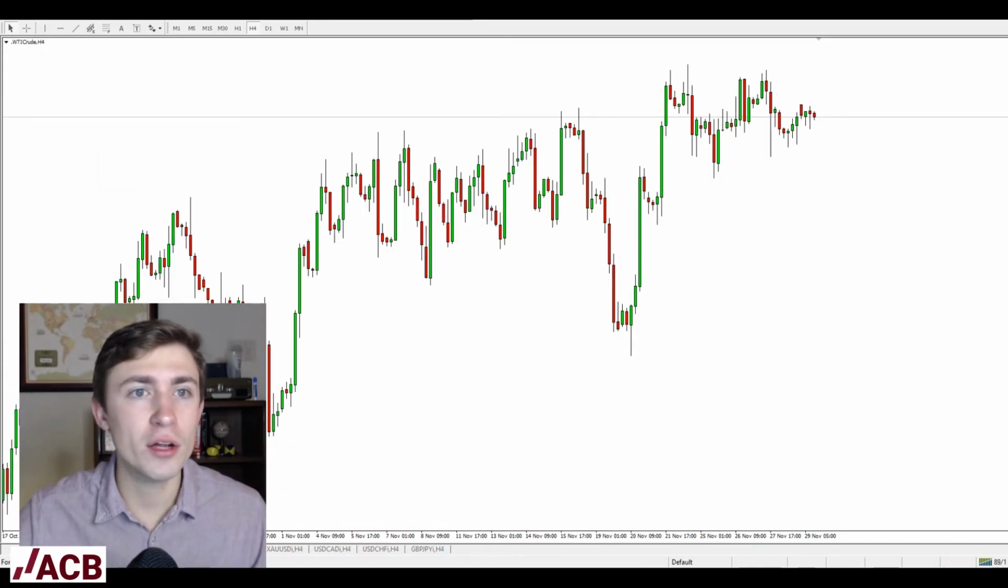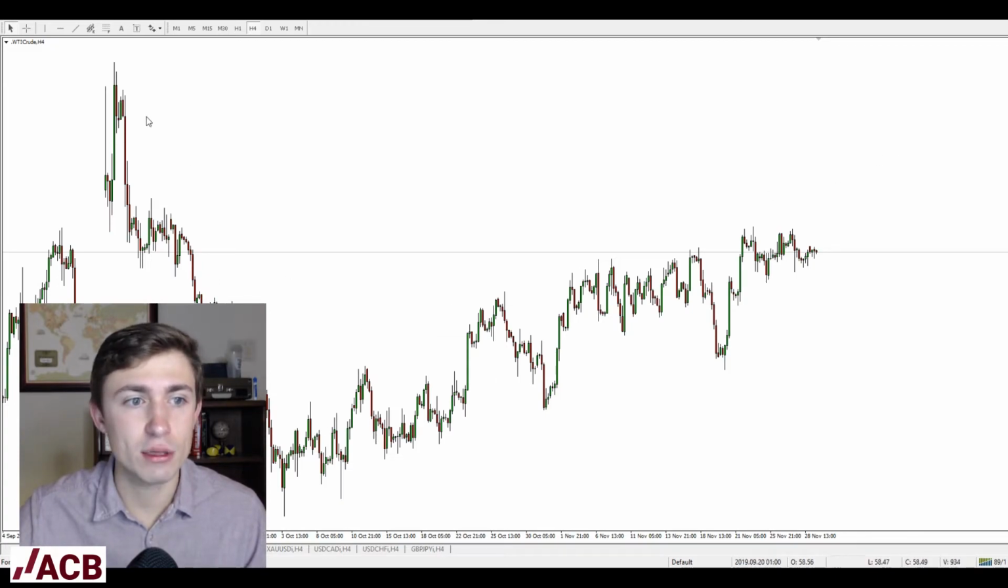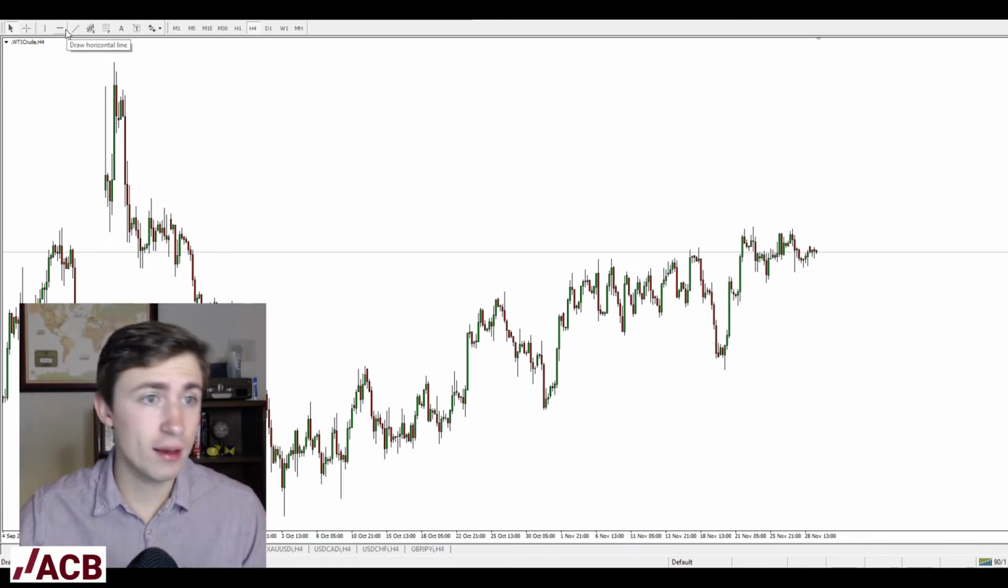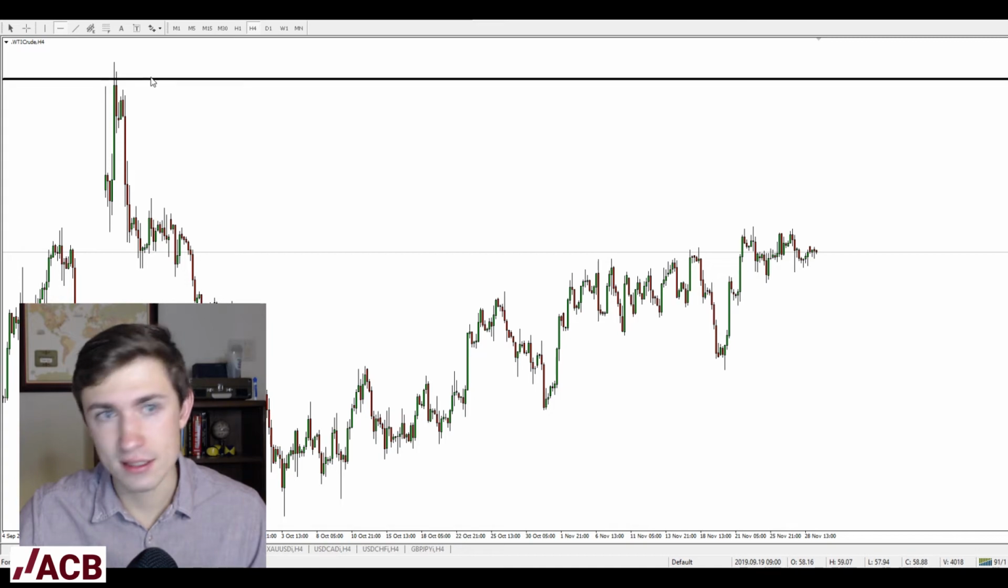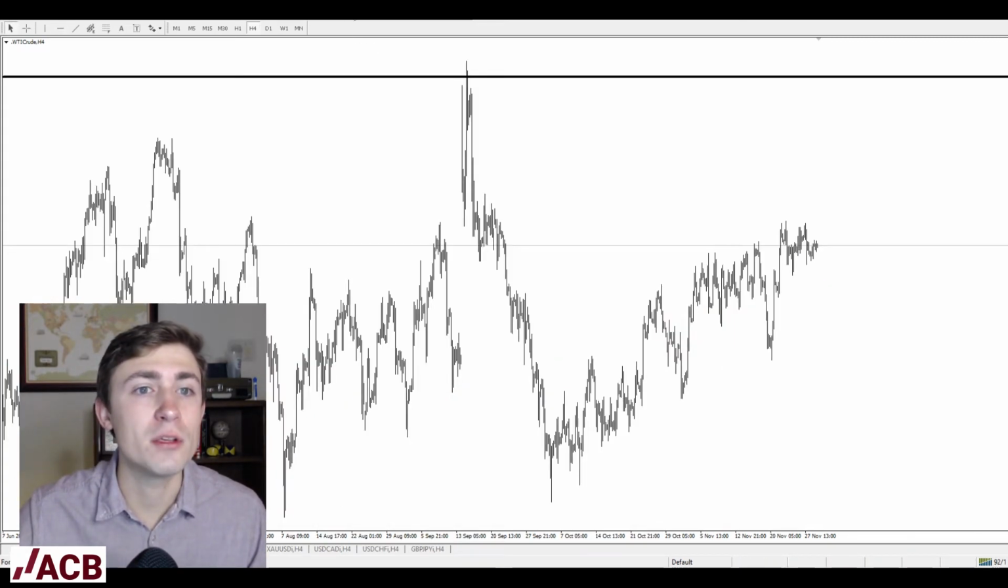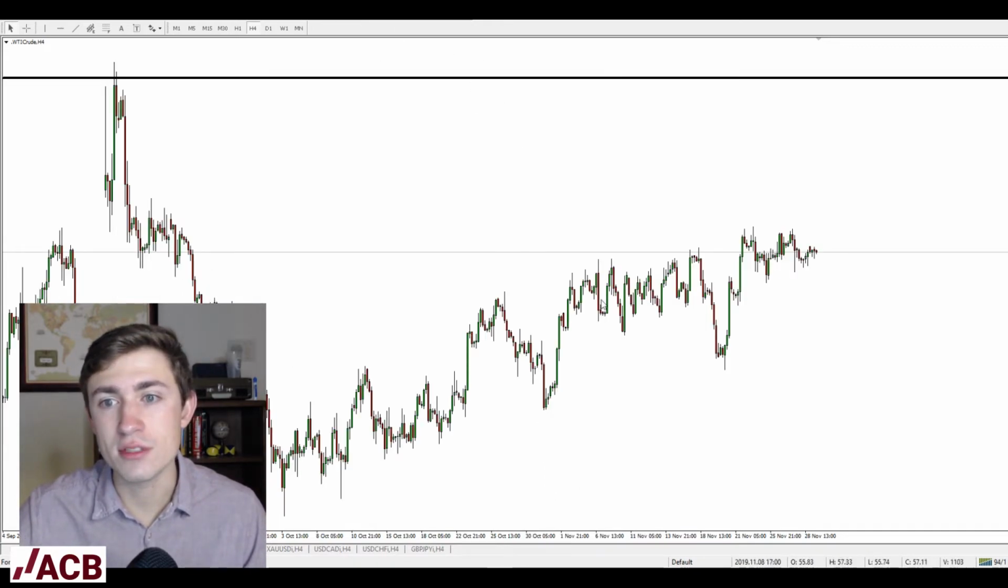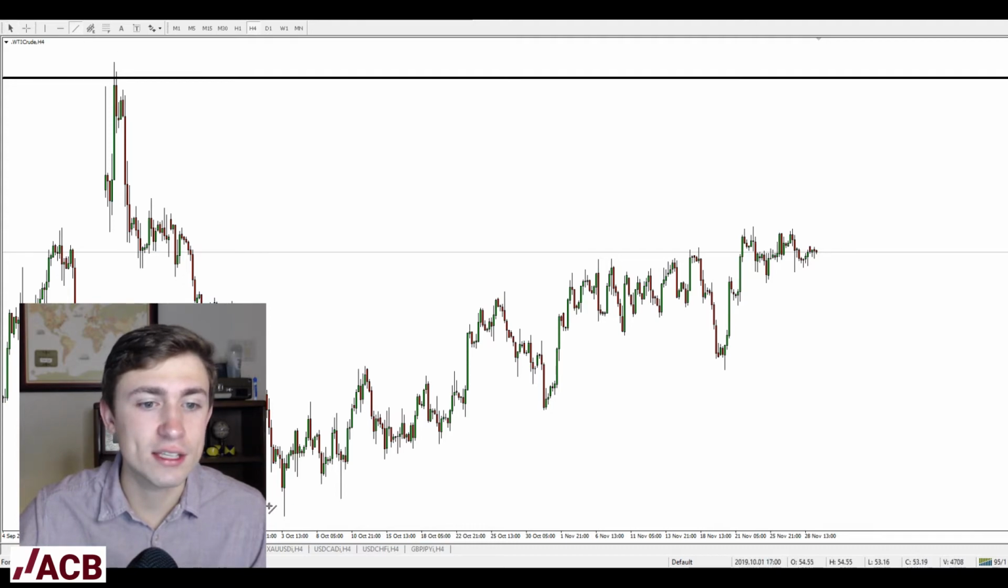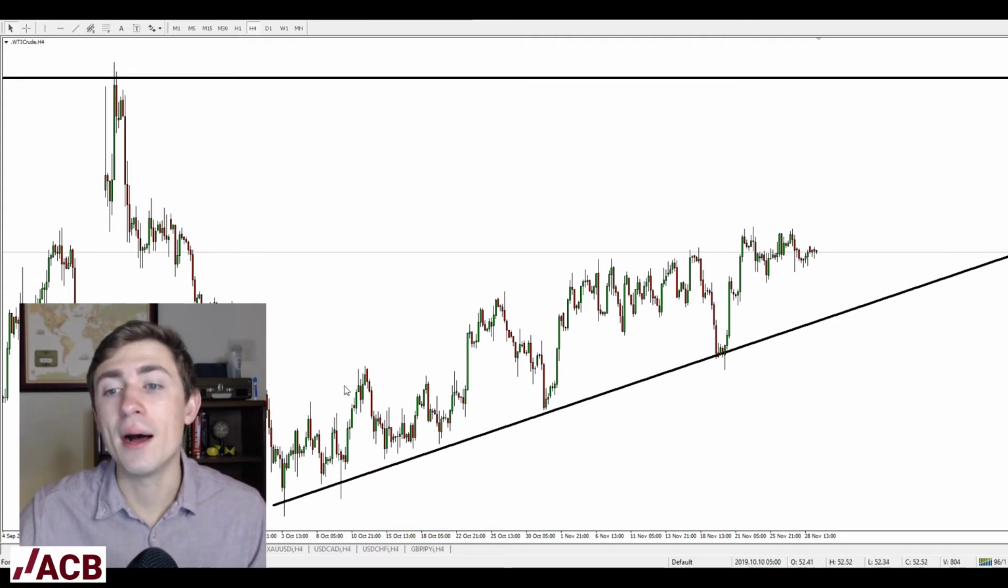WTI crude, while we're on the subject, looks very similar. You can see that same structural channel. And we may even be headed potentially back to test this area here at the 62.63 on WTI crude. That's just a major structural level, and if we do see the continuation of this trend holding this lower band especially, it will be interesting to see if we can get a rise up to that point.